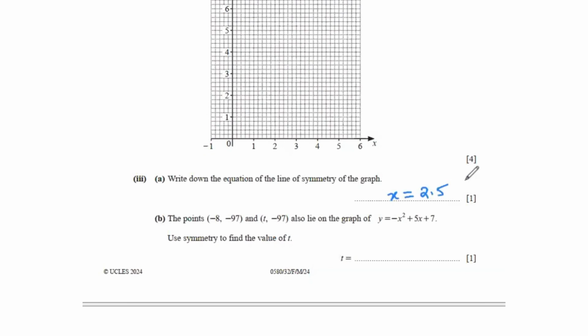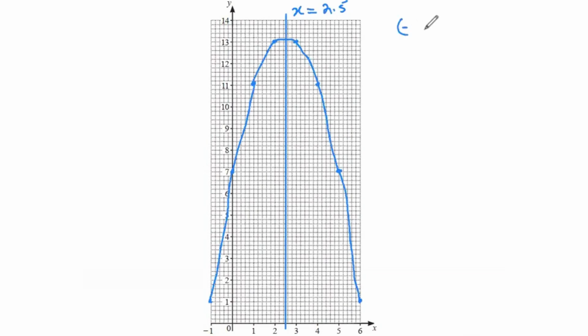Remember, line of symmetry is always the x value if your graph is vertical. If it's horizontal, then it's going to be the y value. So part B said that points -8, -97 and t, -97 also lie on the graph. We have to use the line of symmetry to find the value of t. The coordinates are -8, -97 and t, -97. So if you notice, line of symmetry is the x value, so we need to focus on the x coordinate.